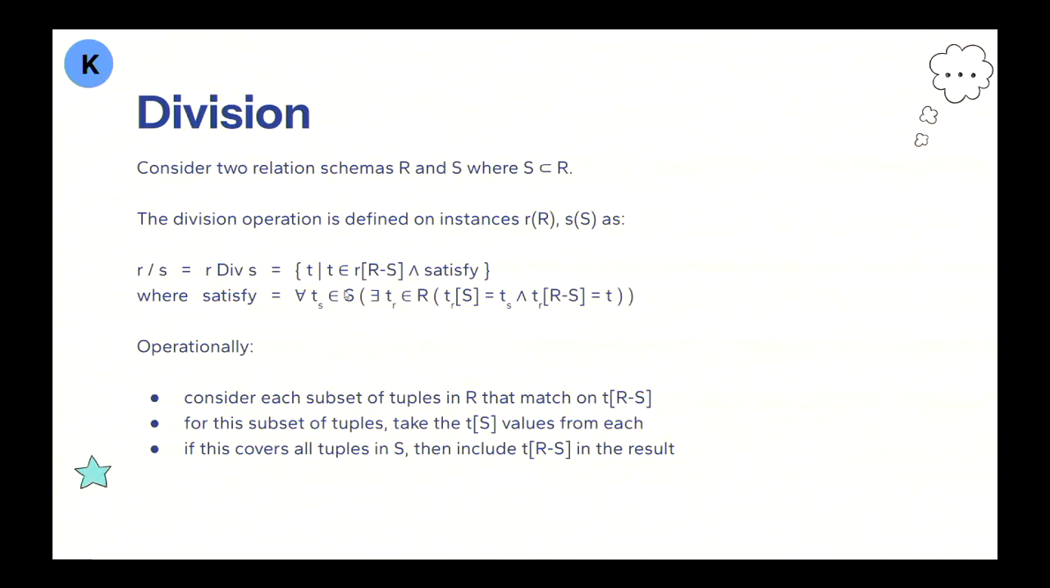So this condition here is quite long, and in natural language, it means that every value of S must have an appearance or occurrence in the table of R, in the left operand. We will show you an example later, but don't get worried about the concept here.